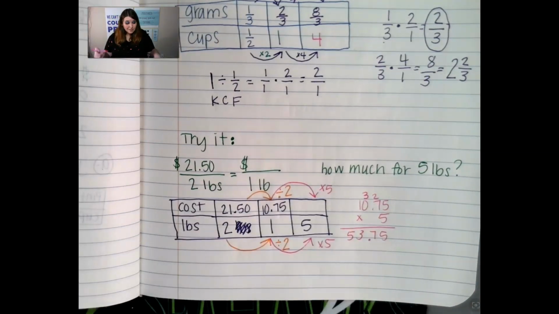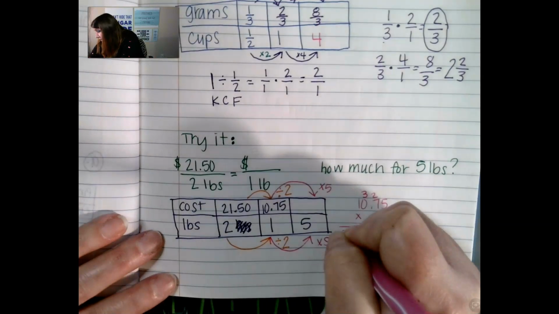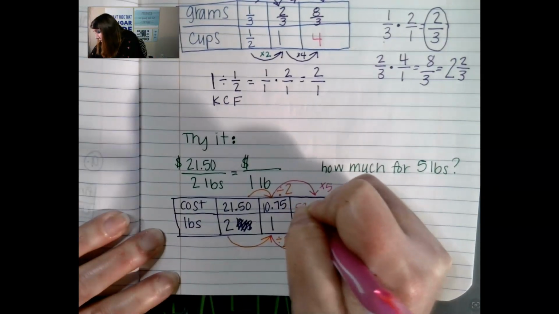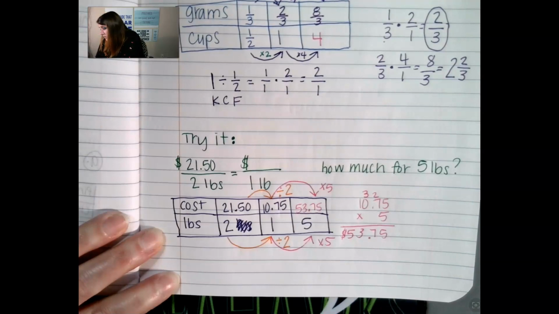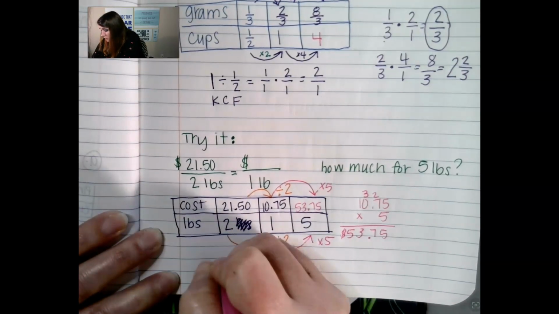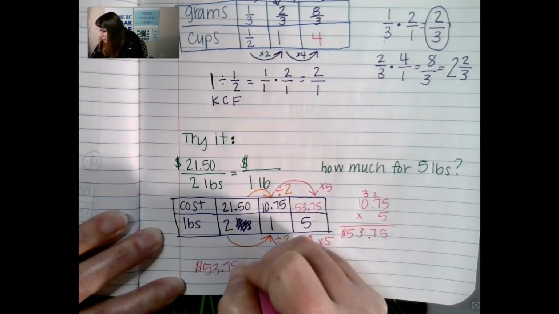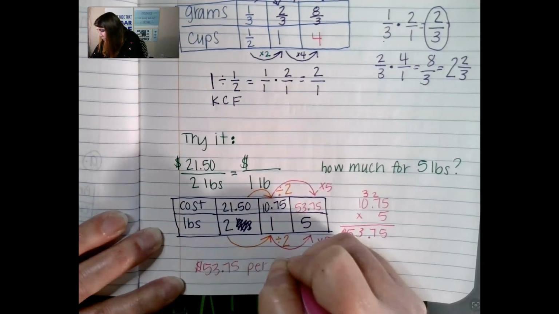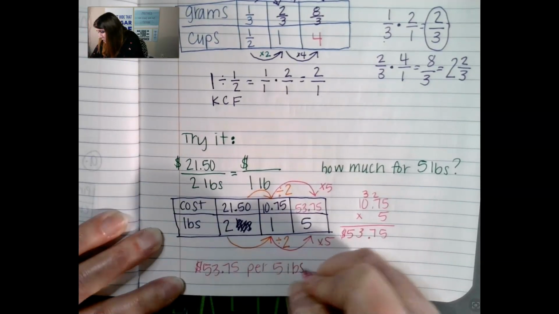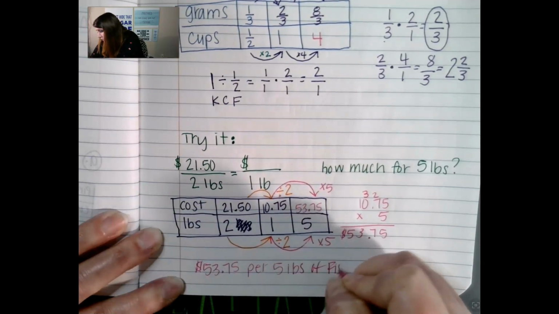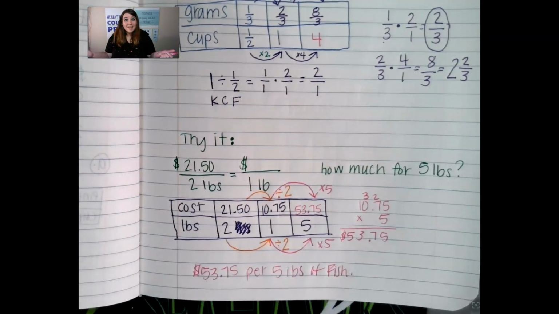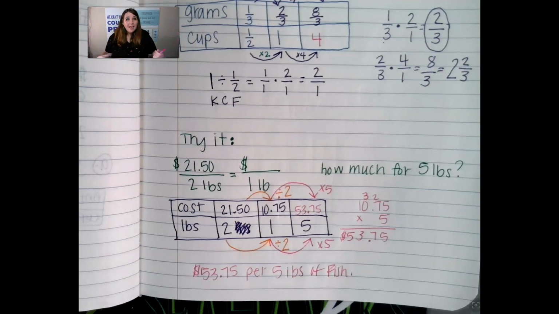So it costs $53.75 for 5 pounds of fish. So $53.75 per 5 pounds of fish. All right, look at that. Now you guys can go grocery shopping and figure things out at the grocery store. Woo! Buying bananas, grapes, apples, anything that comes in pounds, you guys are ready to go.